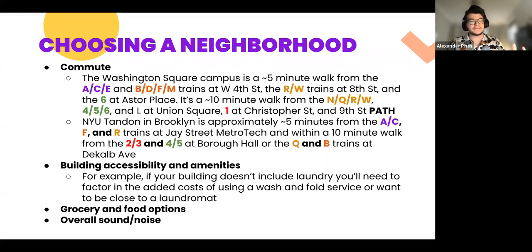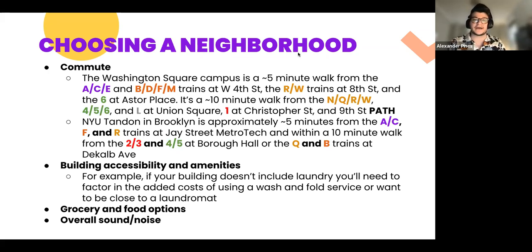When you're choosing a neighborhood, you also want to think about what are the things I need in my building. So if I don't have laundry in my building, and I want to find a cheaper building, save some money on rent, how close is the nearest laundromat or wash and fold? That's something to keep in mind. You want to think about what are my grocery and my food options. If you're somebody who plans to cook, you probably want to live close to a grocery store.